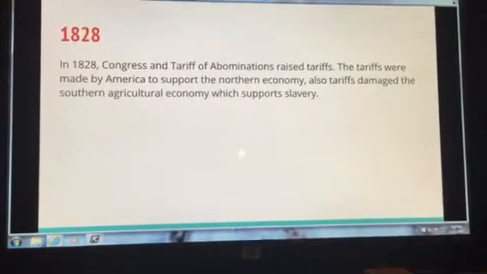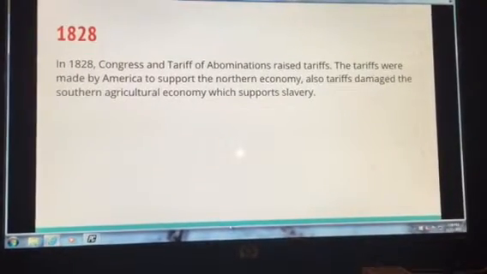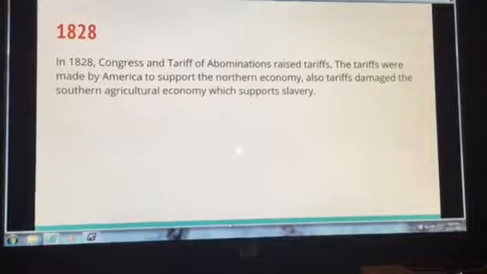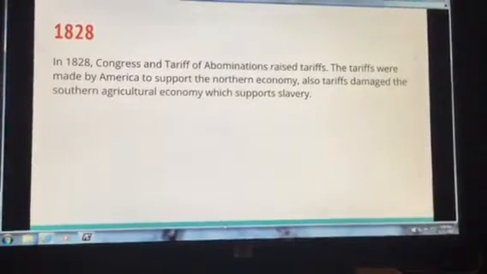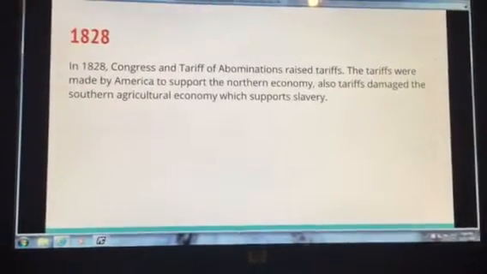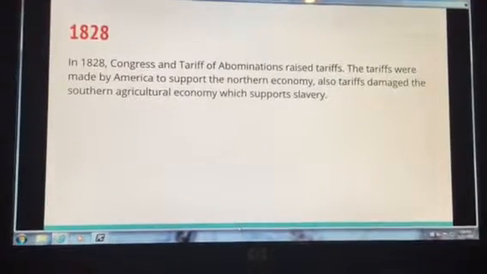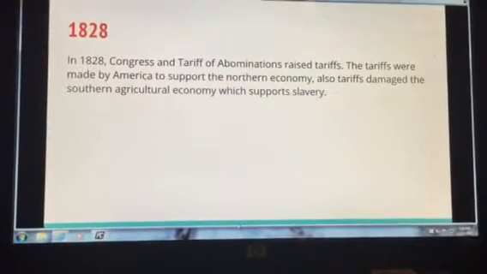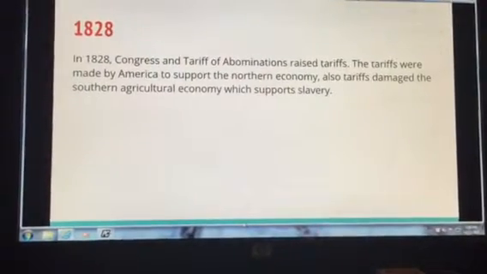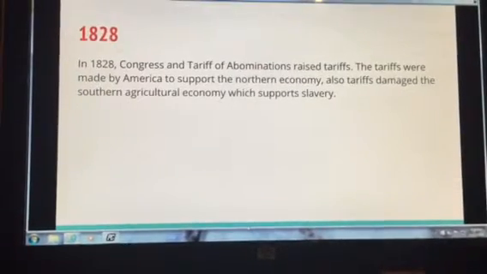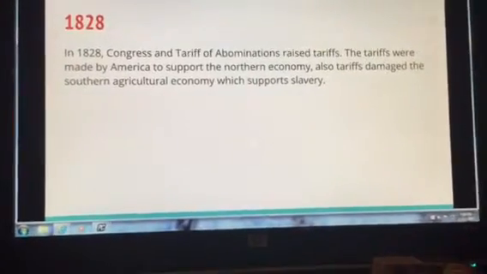In 1828, Congress and the administration raised tariffs. The tariffs were made by America to support the northern economy. Also, tariffs damaged the southern agricultural economy, which supported slavery.